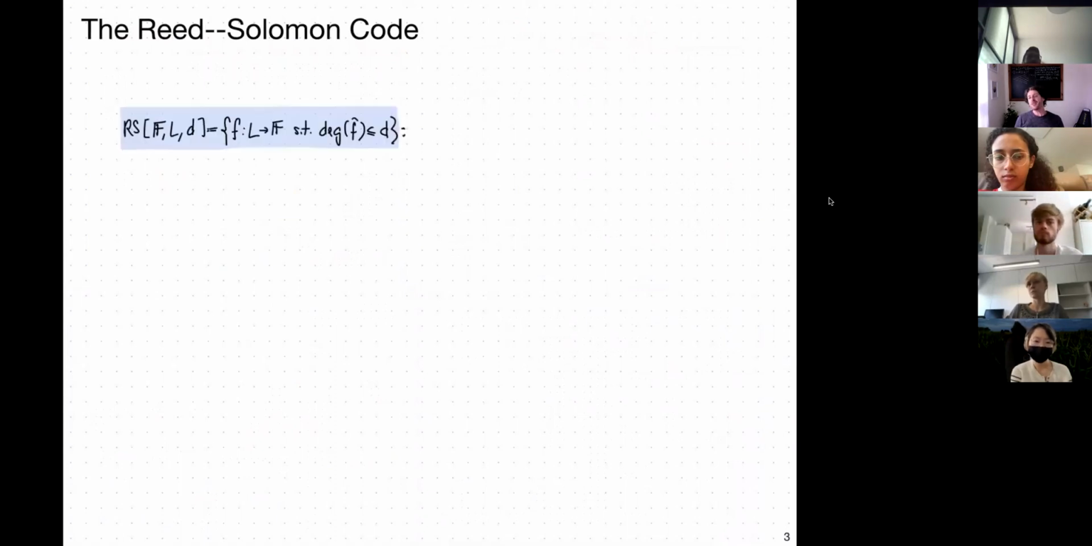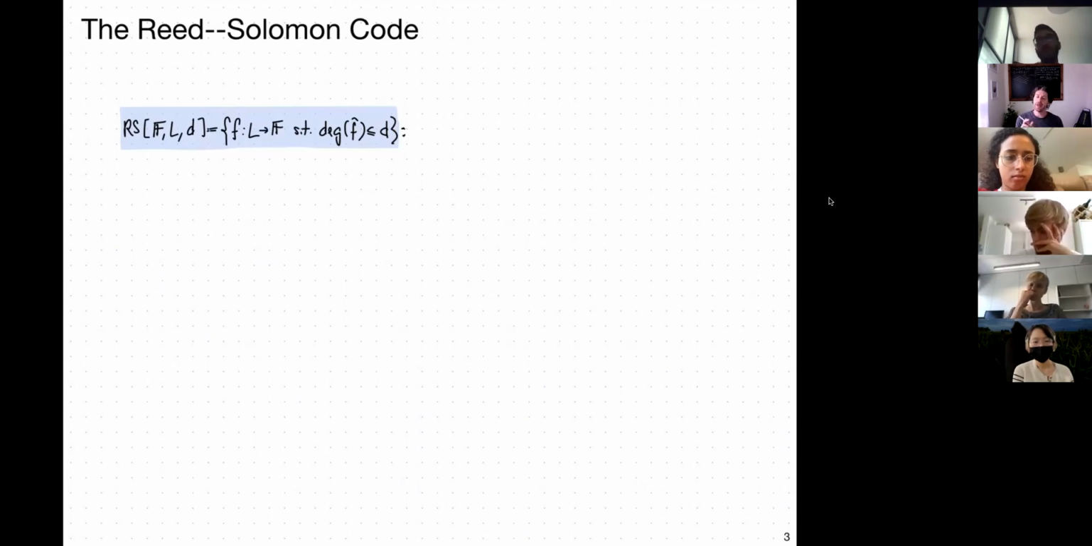And the Reed-Solomon code is actually quite simple. It is just all univariate polynomials of degree at most d. So in fact, maybe the only thing which could surprise you here, which is the set of all polynomials of degree at most d, is that rather than writing the function from F to F, I'm writing it from some subset L. But the point is that we can just choose whether we want to evaluate the function over the entire field, or maybe over subsets of the field. And you'll see exactly why I want to have this additional flexibility.